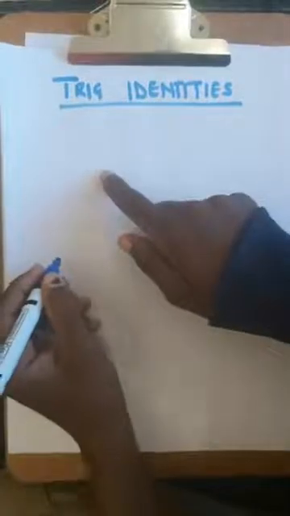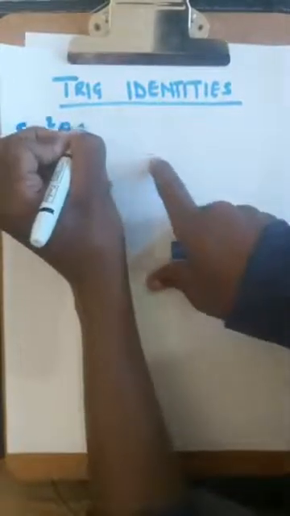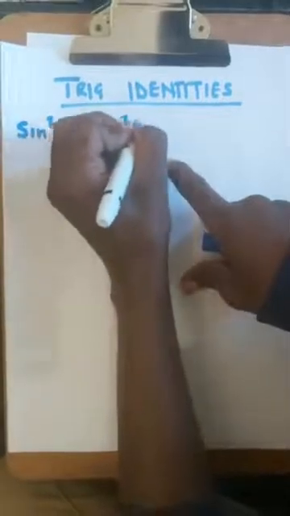So today we are continuing with trig identities. Okay, so more trig identities. First thing that we need to understand is this identity: sine squared theta plus cos squared theta is equal to 1.